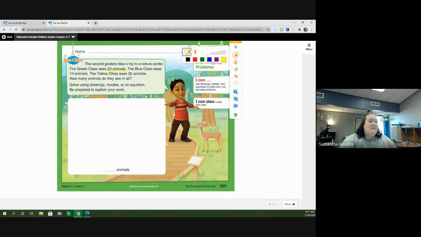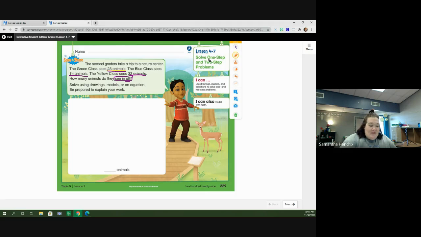I'm going to pick a different color. The green class sees 23 animals. The blue class sees 14 animals. The yellow class sees 32 animals. How many animals do they see in all? That's our secret word right there. Solve using drawings, models, or an equation. Be prepared to explain your work.